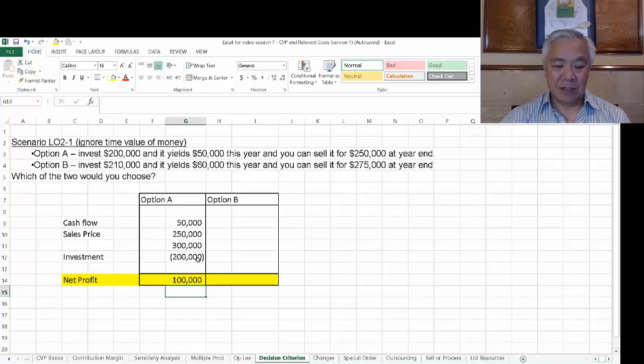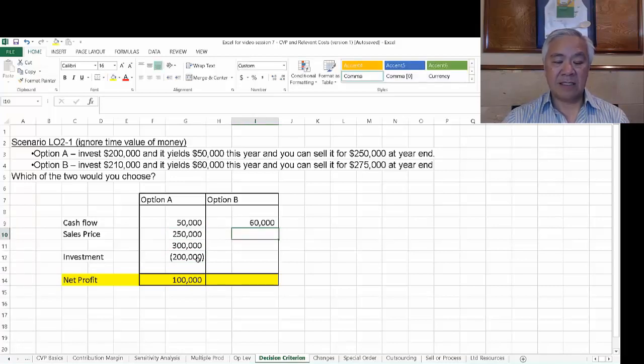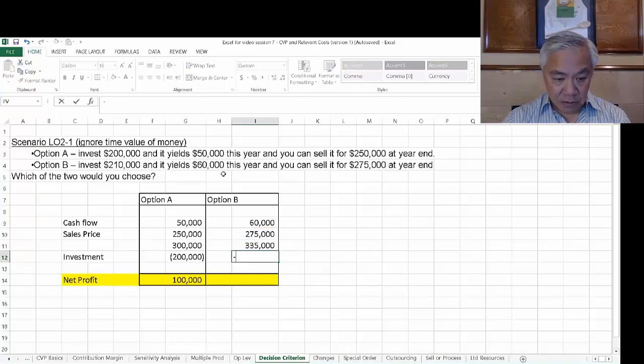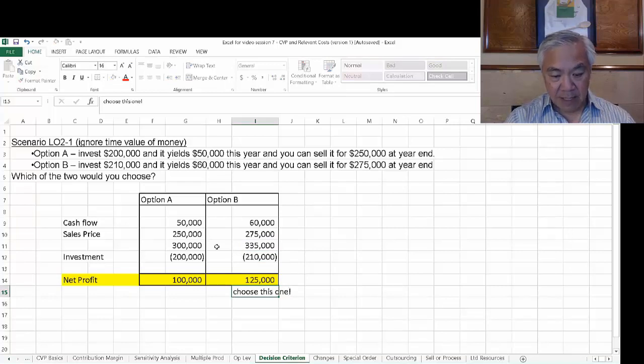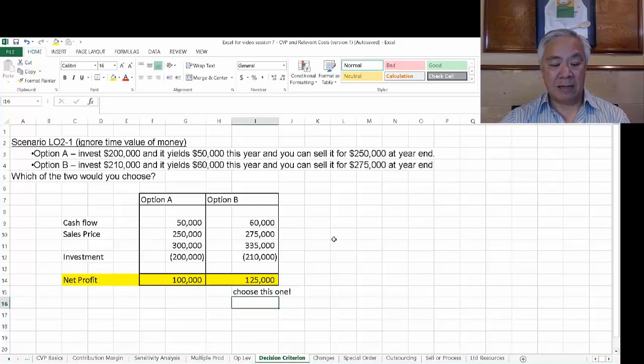Well, not so quick. You have another choice, and that's B. So let's look at B. The cash flow is 60. The selling price at the end of the year is 275. The total is 335. Your investment is negative 210. The net value is 335 minus 210, 125. In this particular case, choose this one, because it makes more money. It makes $25,000 more than A.